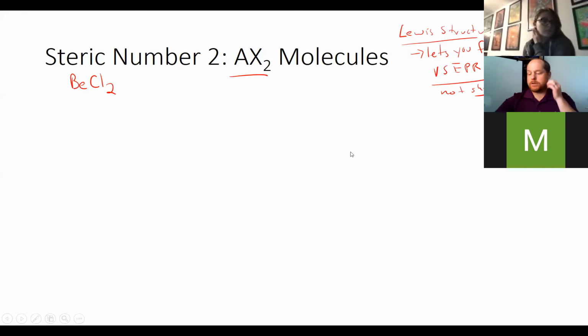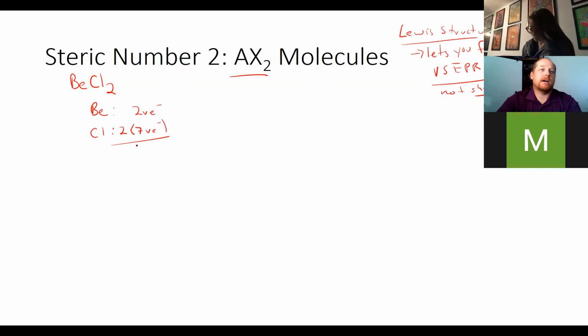Okay, so we'll start out with the BeCl2 molecule. First off, again, we're going to draw the Lewis structure. Beryllium has 2 valence electrons. Chlorine, we have 2 of them, and they each have 7 valence electrons. So we have a total of 16 valence electrons. Here's our beryllium in the middle, chlorine, chlorine. We draw our bonds, we subtract off the bonding electrons, and we get a lot more practice with this starting tomorrow in lab when you have the Lewis structure lab. So you've got 12 valence electrons remaining.